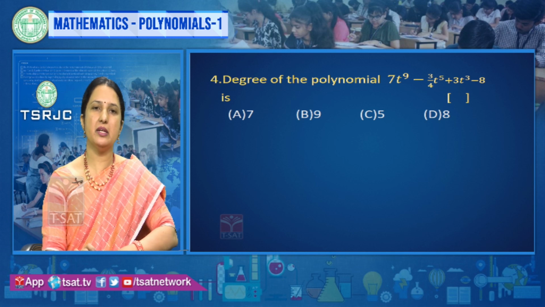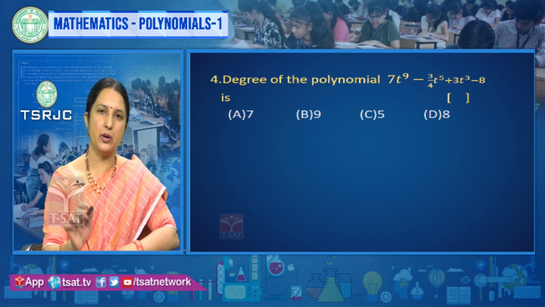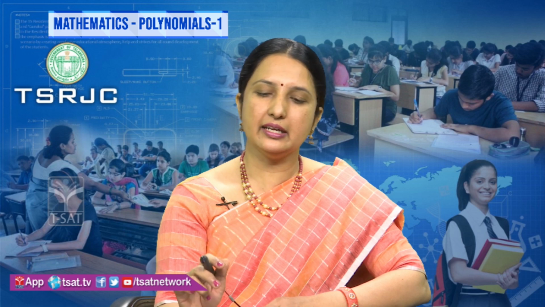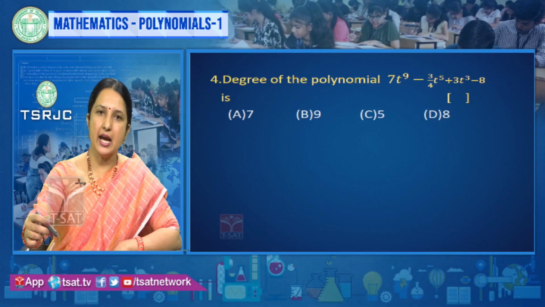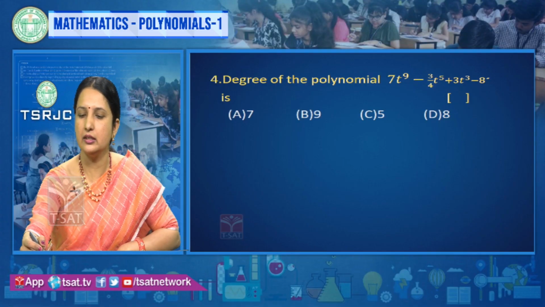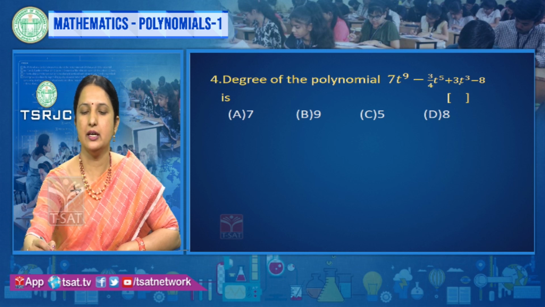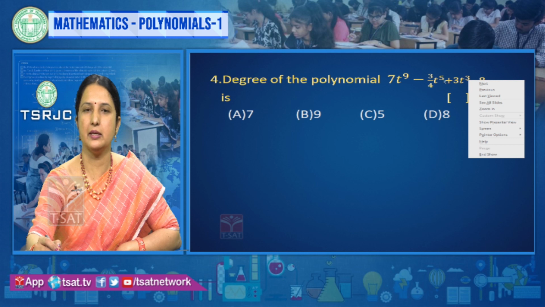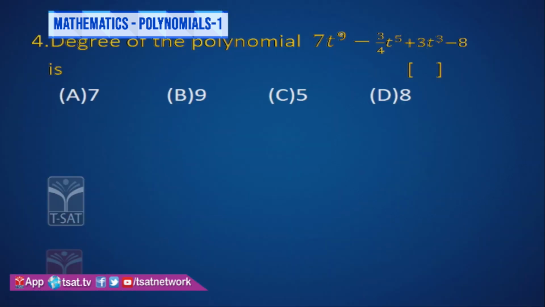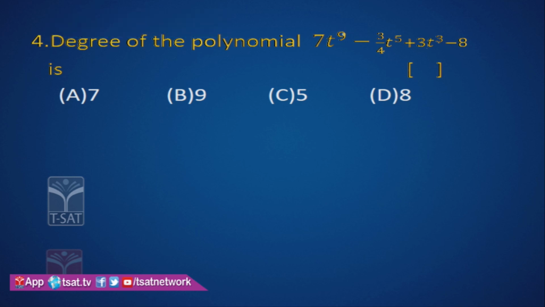Degree of the polynomial means the highest power in the polynomial is called the degree of the polynomial. Here, what is the highest power? Here, in case minus 8 means t power 0 is there. Here, t cube, here t power 5 and here t power 9. So, the highest power is 9. So, 9 is the degree of the polynomial. So, option B is the correct one.